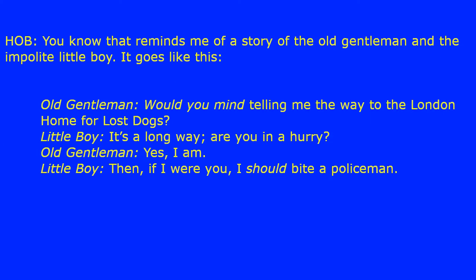Hob: You know that reminds me of a story of the old gentleman and the impolite little boy. It goes like this. Old gentleman: Would you mind telling me the way to the London Home for Lost Dogs? Little boy: It's a long way, are you in a hurry? Old gentleman: Yes, I am. Little boy: Then, if I were you, I should bite a policeman.